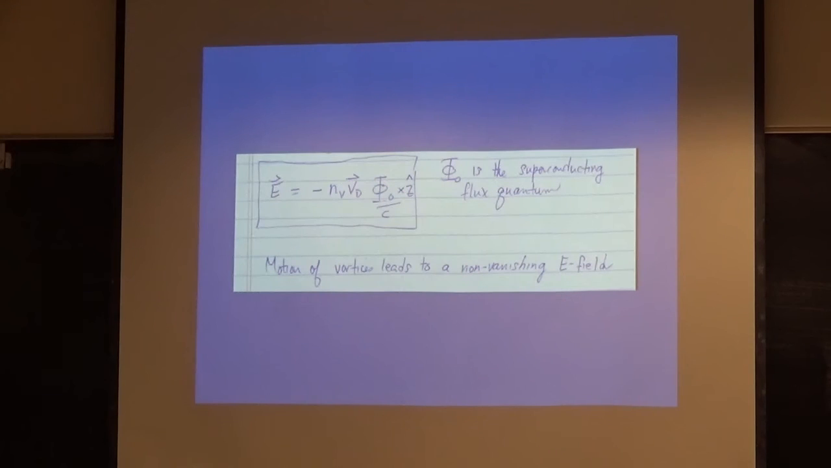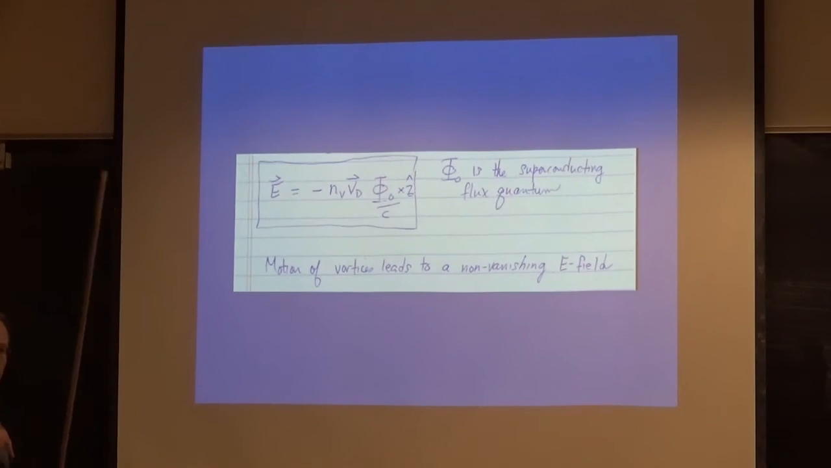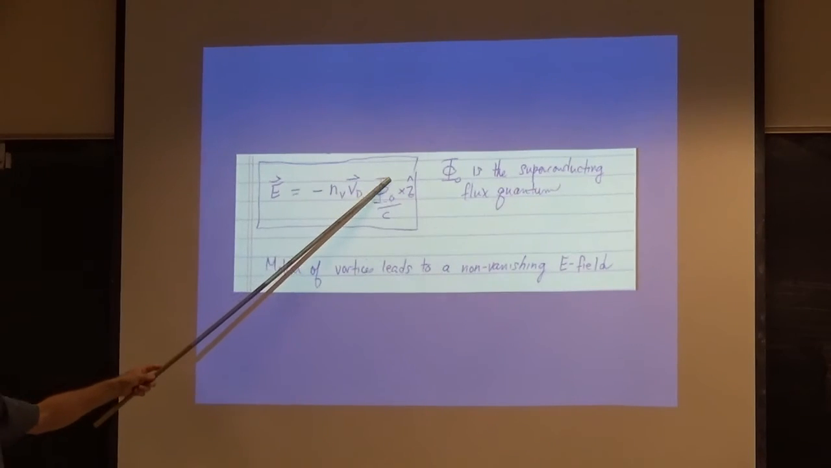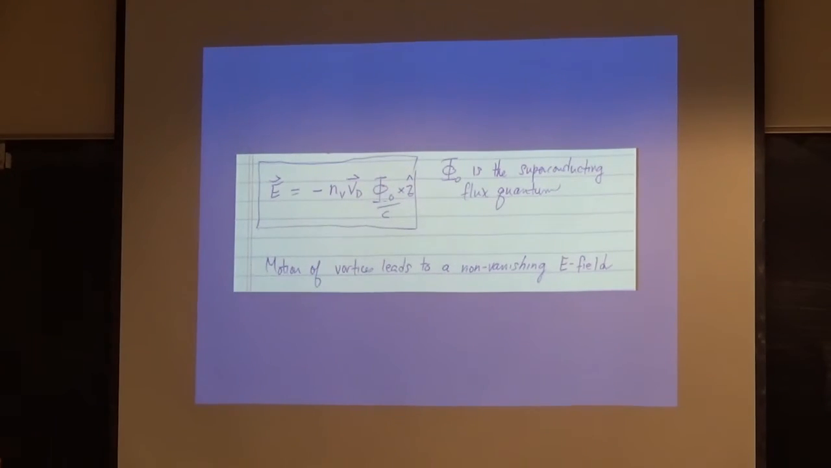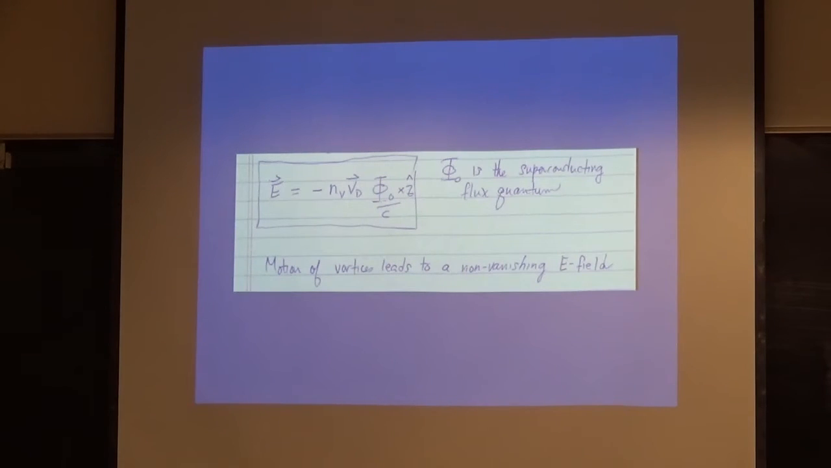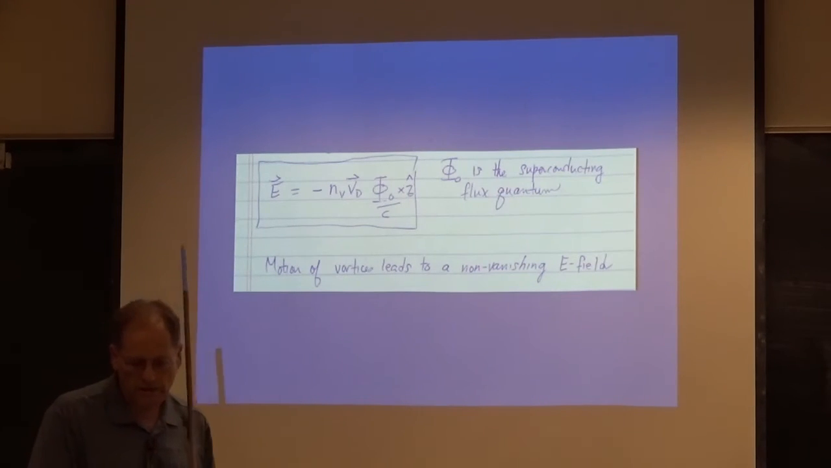So then, that's going to lead to an electric field in the phi direction, going around the ring, that's proportional to the drift velocity and the superconducting flux quantum. So the traveling vortices are going to lead to an induced electric field inside the ring. And so they're going to lead to a dissipative kind of current and essentially destroy superconductivity.